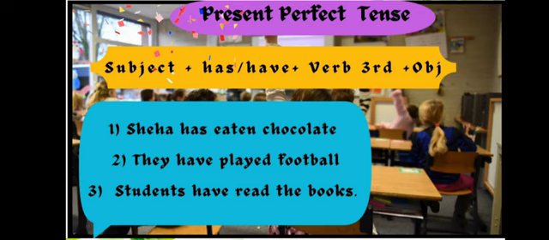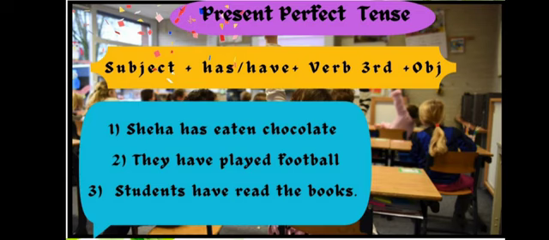I'm saying that they are not reading it. I'm saying that they have read it. That's why I am using perfect tense. It's in present time, but it has just happened. They have just read the book. They have just played football. Sneha has just eaten chocolate.